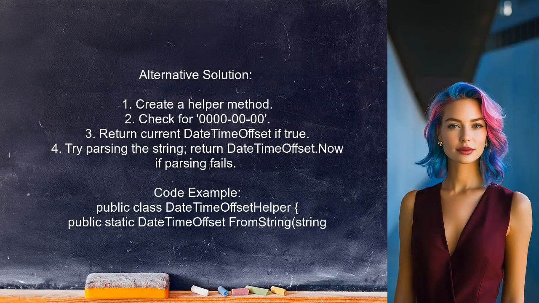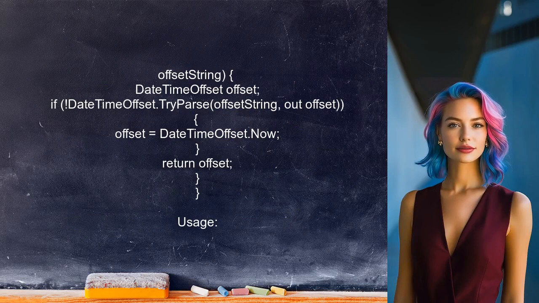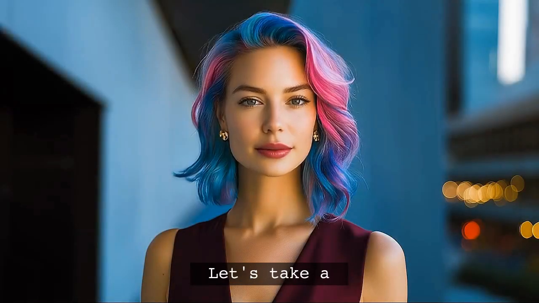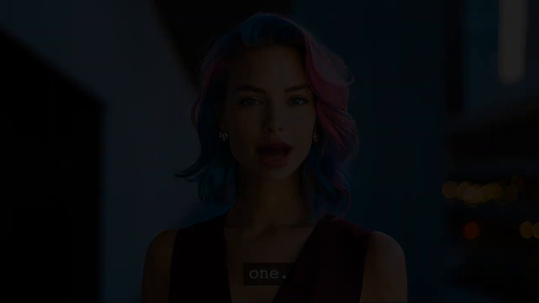An alternative approach suggests creating a helper method to handle the conversion. This method checks if the input string is 00000000. If it is, it returns the current date-time offset. Otherwise, it attempts to parse the string. If parsing fails, it defaults to DateTimeOffset.Now. That's it for that answer. Let's take a look at another one.